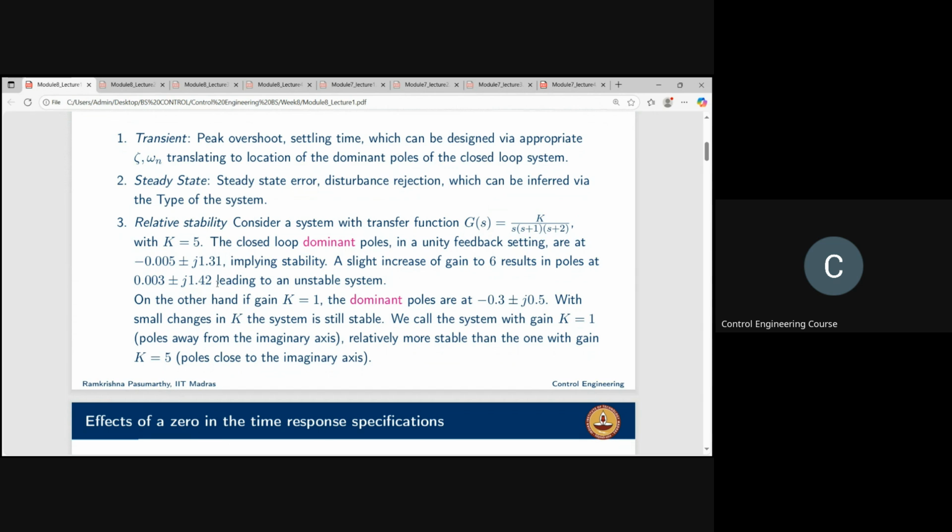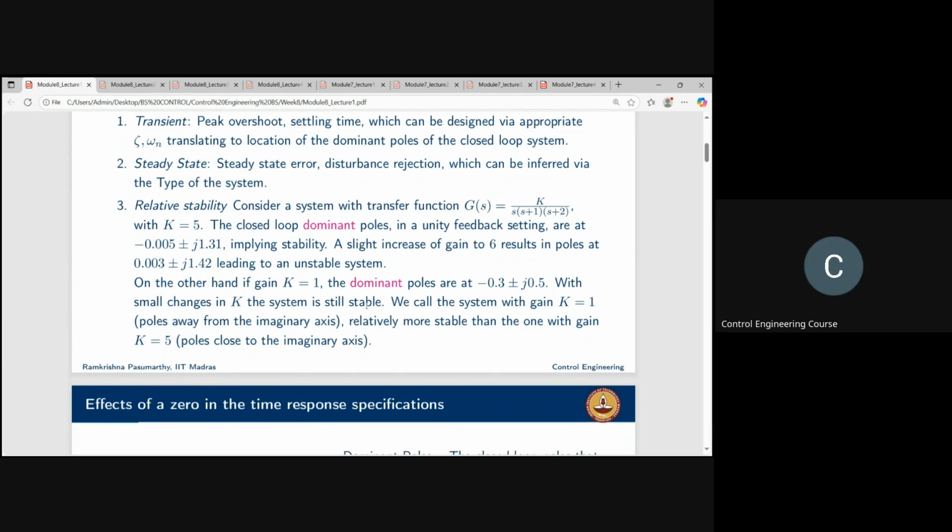So when k equal to 5, the gain margin is not very high for the system because even a slight change, 5 to 6, makes your system go unstable. Got it? Yes, sir. Whereas if you put k equal to 1, the dominant poles are here, and the system is more tolerant to changes in gain now.